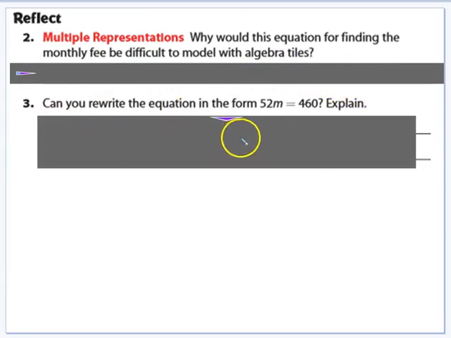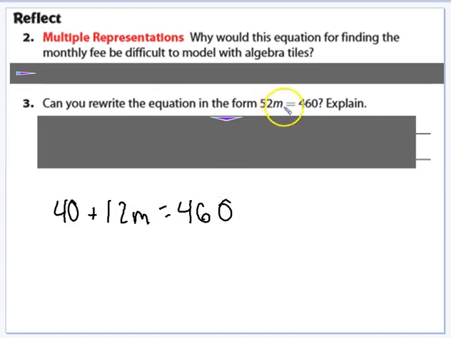Can you rewrite the equation in the form 52m equals 460? So what they did, we have 12x. Well, they use m, but I like x, so I'll use m so I don't confuse anybody. So they use equals 460. They're saying, can you add these together to make 52m?